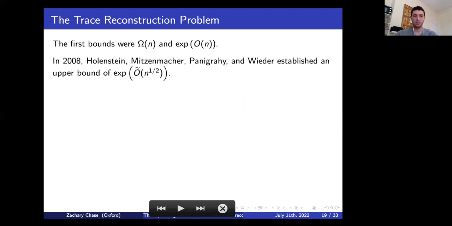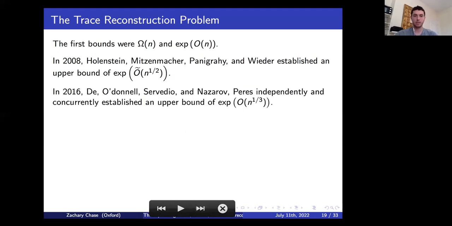Okay, so the first bounds were n and e to the n. In 2008, Holenstein, Mitzenmacher, Panigrahy, and Wieder proved e to the square root of n. And this was improved in 2016 by De, O'Donnell, Servedio, and by Nazarov, Peres independently to e to the cube root of n. Right now the gap is between n and e to the cube root of n.